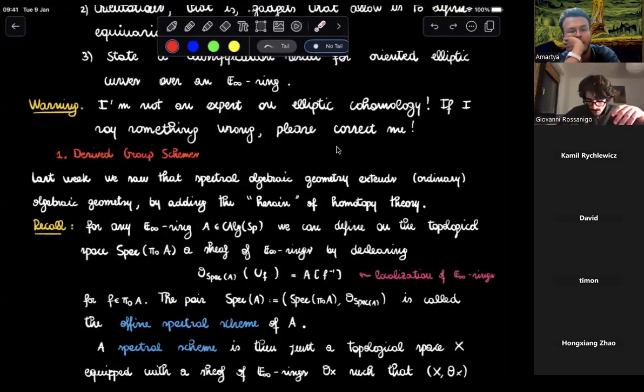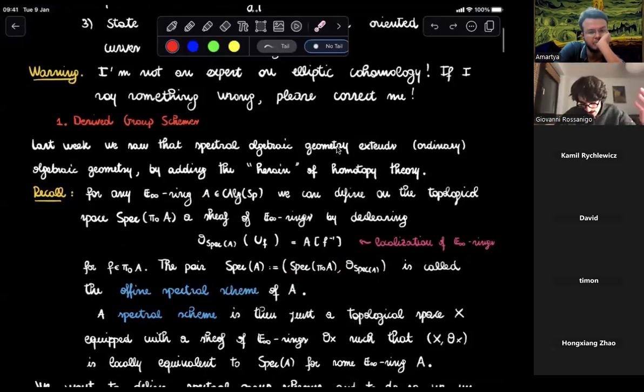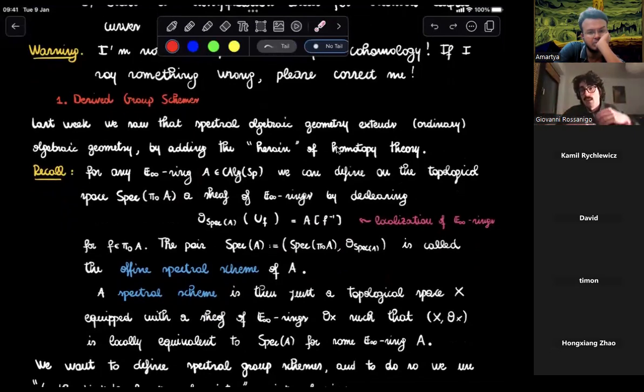So when we have a distinguished open subset, so the set of primes that avoids that element, we localize, in the sense of infinity rings, the infinity ring A at the element. This equips the space Spec of pi naught A with a sheaf of commutative infinity rings. And by definition, we declare this space to be the local gadget of our geometry, the affine spectral schemes. A spectral scheme, then, is just a topological space equipped with a sheaf of infinity rings that locally looks like the affine geometry. So this is the main gadget that we will use.